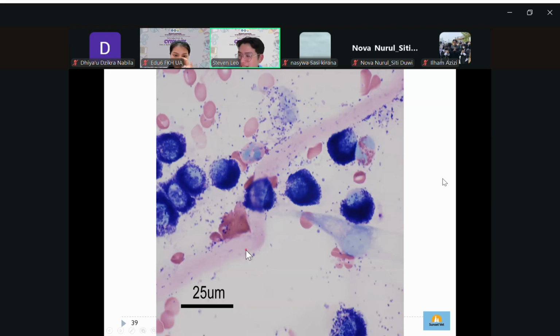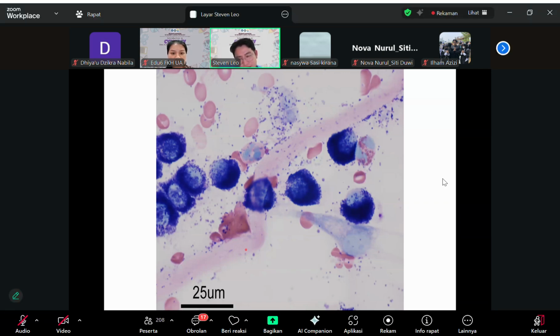Do you think it's like inflammation or cancer? Yes, cancer. And then from the cancer, is it round, epithelial, or mesenchymal? Is it round? Okay, round, good. So from the round, do they have granules? Do they have any vacuoles?